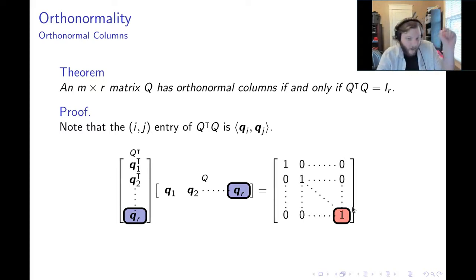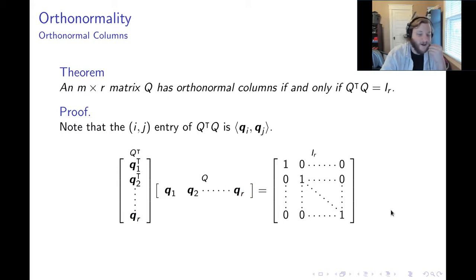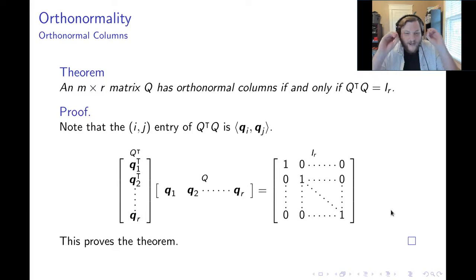So we go through entry by entry looking at the Gramian of Q here, and what we're finding is that Q having orthonormal columns is the same thing as requiring that this matrix equals the identity. And so this is the proof of our theorem. So whenever you think of a matrix having orthonormal columns, I want you to think of that matrix having a Gramian that's as simple as possible. And what I mean by that is the Gramian equals the identity matrix.